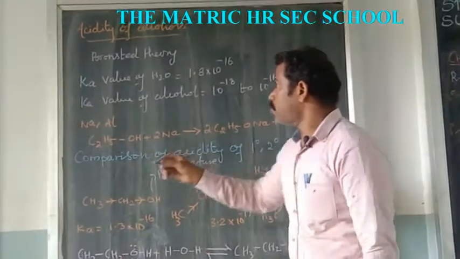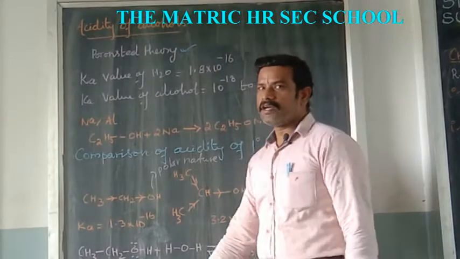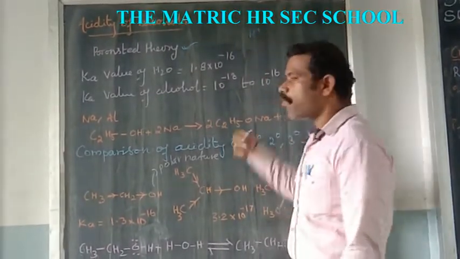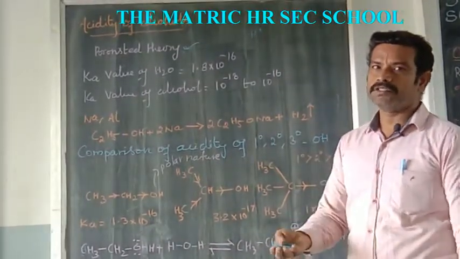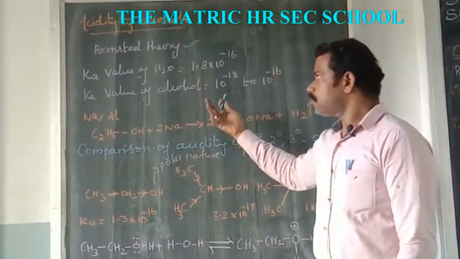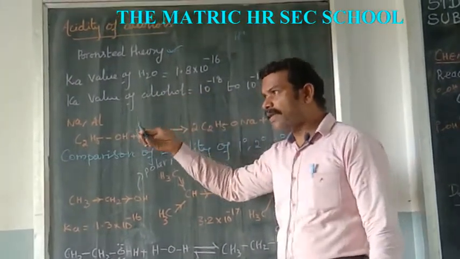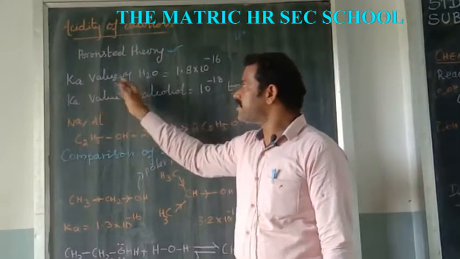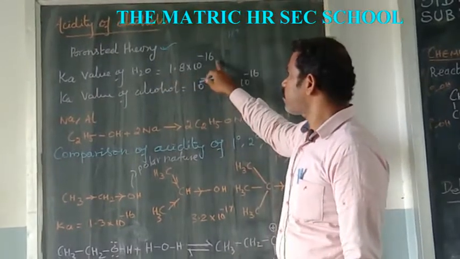Then going to the acidity nature of alcohol. You know the Bronsted theory, which was explained in 11th; you already know. Any compound which produces a proton is called an acid. This nature is applicable to all compounds. You know water has a mild acidic nature. The Ka value of water explains its acidic nature.